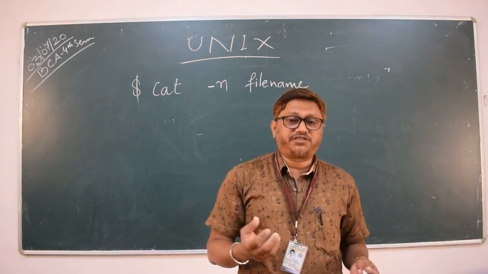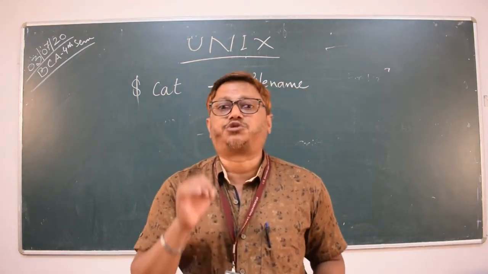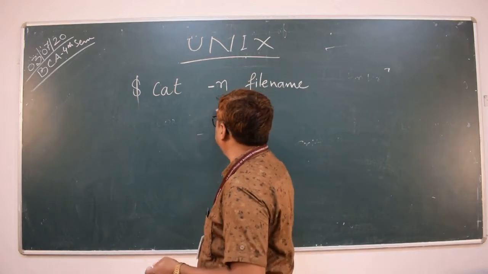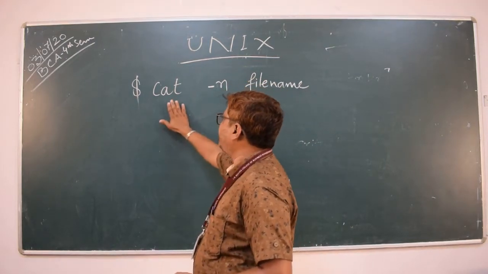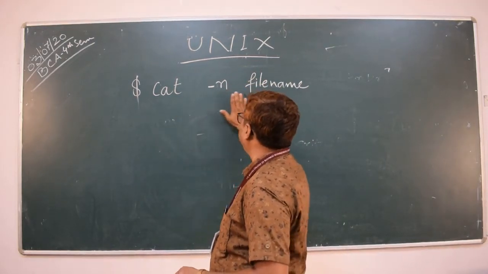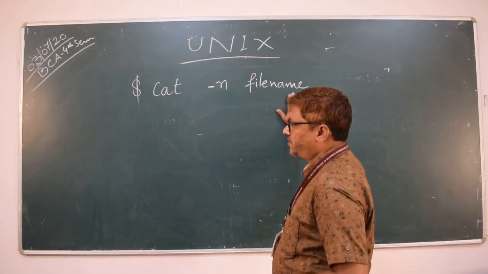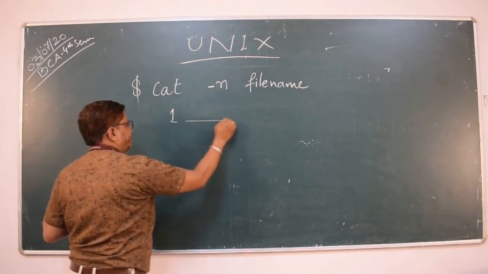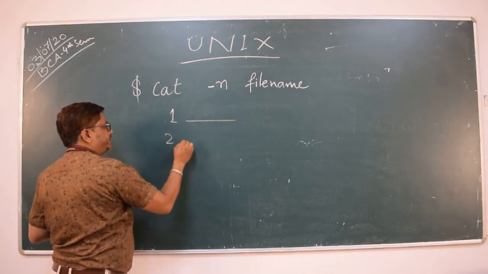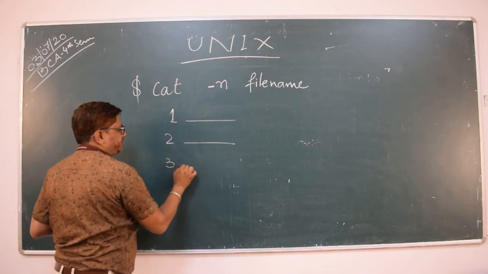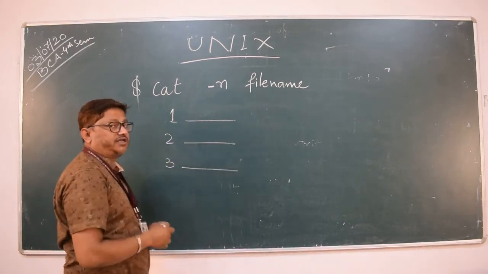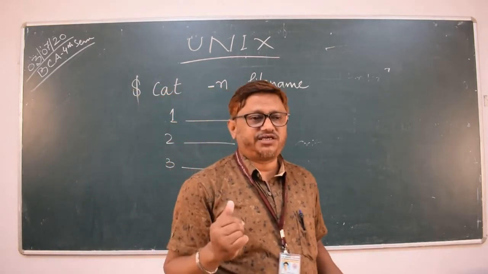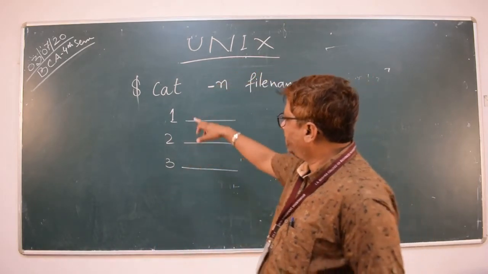If we want to display with line numbers, then use a switch. This is called a switch, this is called an option. Cat minus n space file name. The file will be displayed with line numbers: line number 1, 2, 3. Suppose a file has only 3 lines, then it displays 3 lines with numbers.